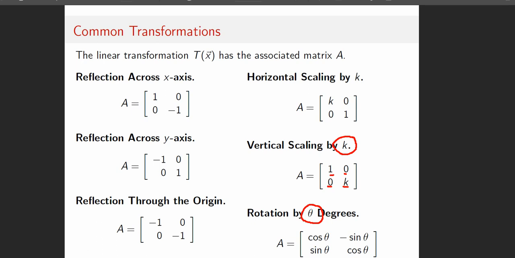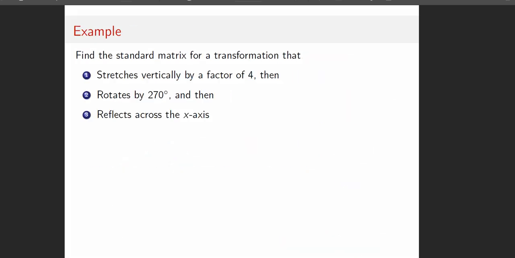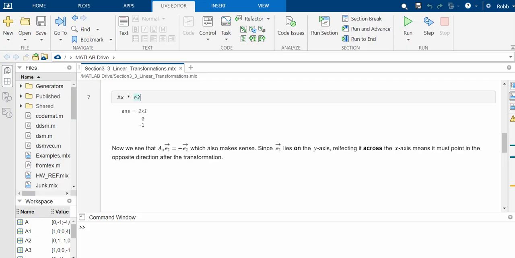Rotation by 270 degrees, we have to calculate it, but we can get it, right? And then reflection across the x-axis. So the nice thing is these are easy. The vertical scaling and the reflection across the x-axis we know, and we can calculate the third one that we need. All right, so let's jump back into MATLAB for the rotation matrix we need.